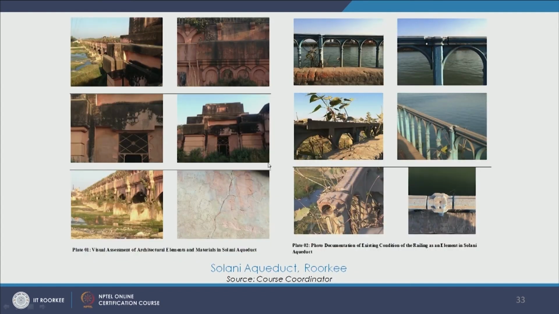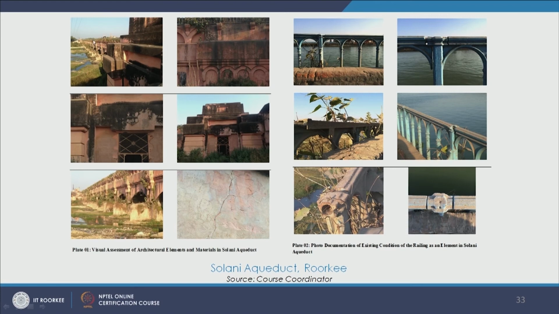These are some pictures of Solani Aqueduct, Roorkee. It is actually the first aqueduct in Asia, and it was constructed during the Britishers' reign. And today there is this old aqueduct which is structurally very, very sound. When the condition assessment was done here at IIT Roorkee, the structure is still intact.